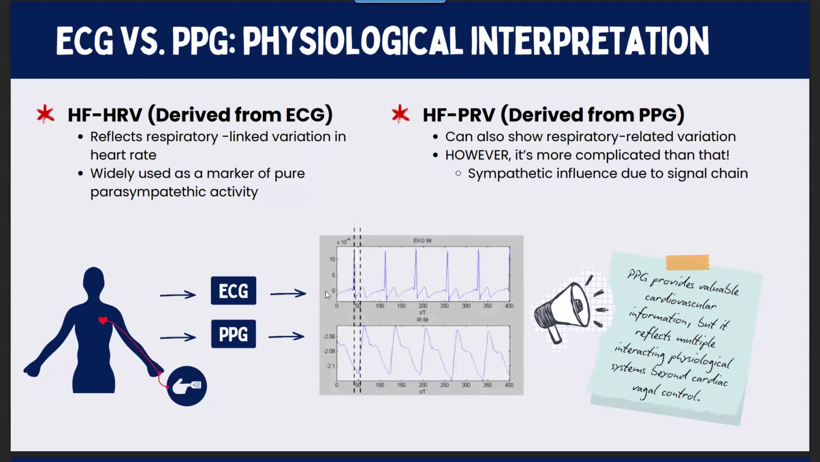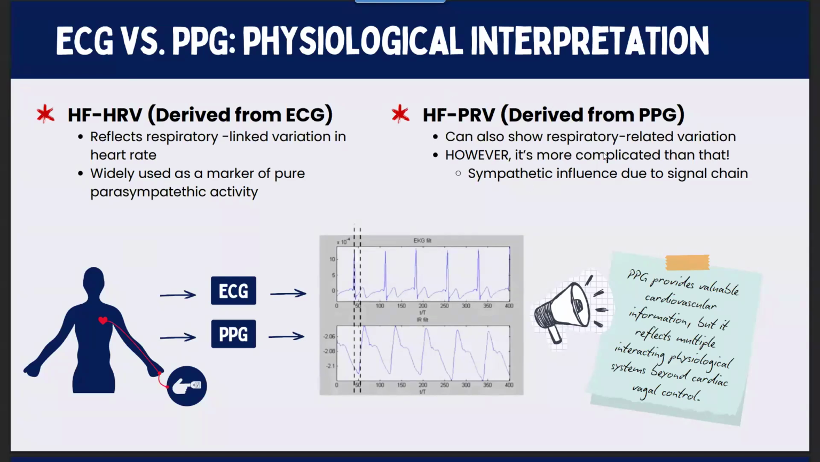So again, we can derive high frequency heart rate variability from ECG. And with this, we're able to see the variations in respiration and isolate this as a pure parasympathetic marker of vagal nerve activity. So with high frequency heart rate variability, we're able to report on RSA with quite good accuracy, given that good fiduciary point, and again, the higher temporal resolution of the ECG waveform.